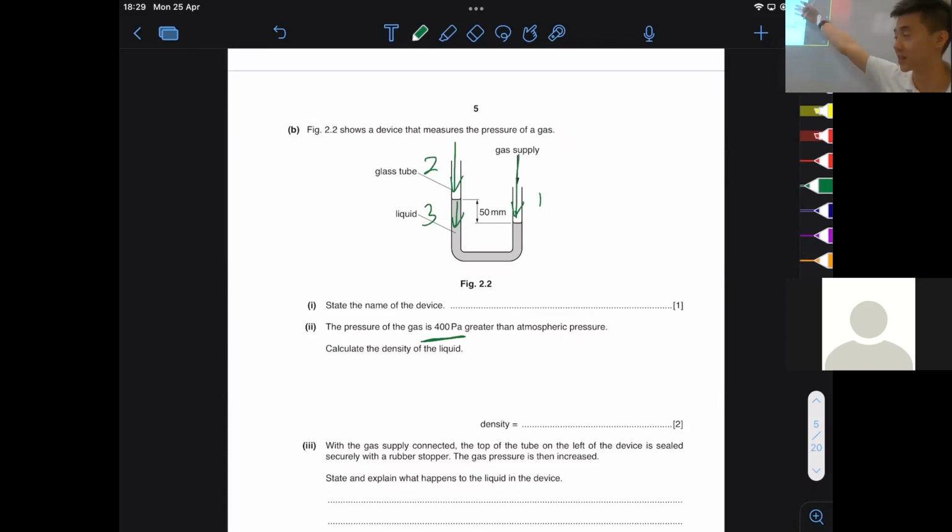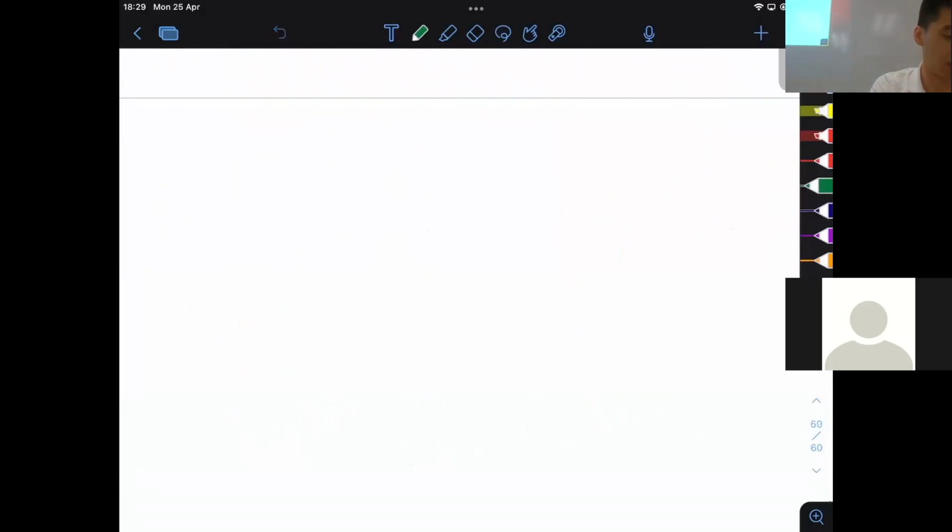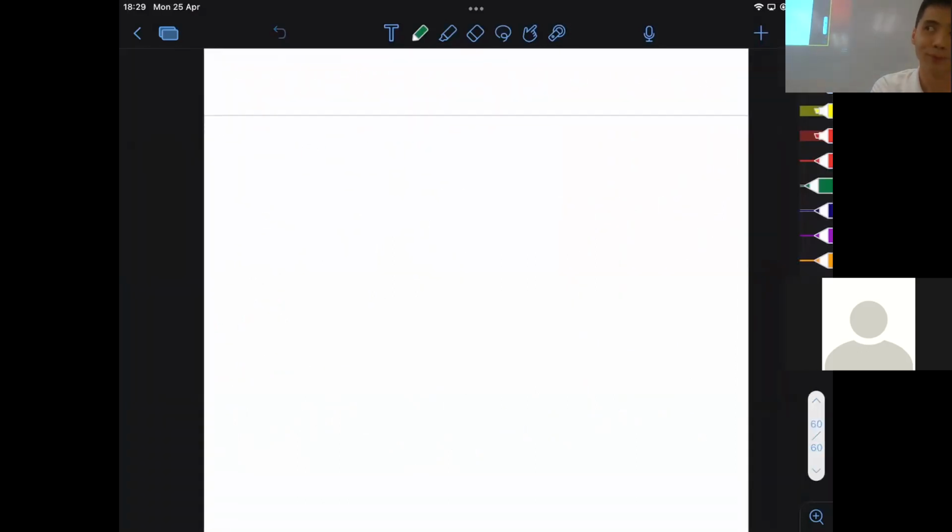Anyway, it's called a manometer. 这个 manometer is supposed to be used to measure the pressure of gases. Let me give you a quick run-through of what a manometer is supposed to be doing. Pay attention here, especially those who don't know what a manometer is. A manometer is basically used to measure gas pressure, right? For example, there could be 2 scenarios now.